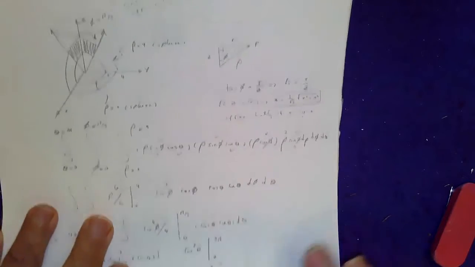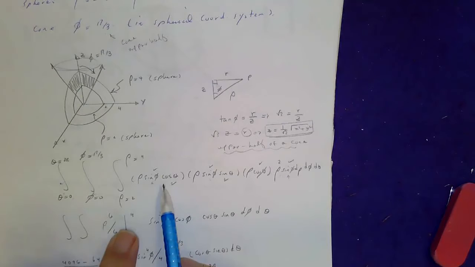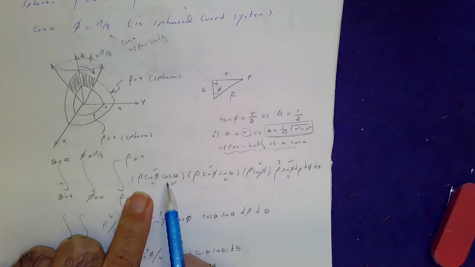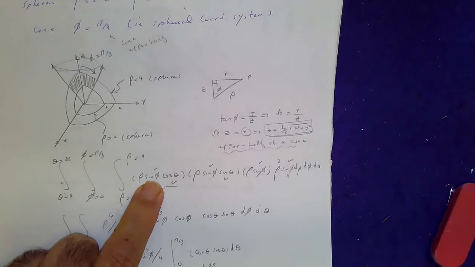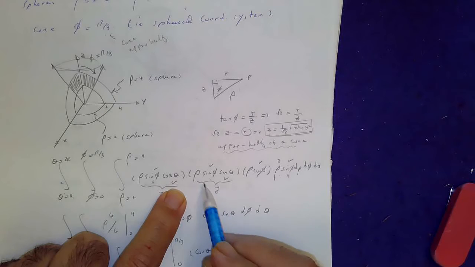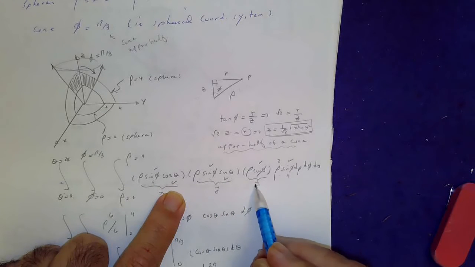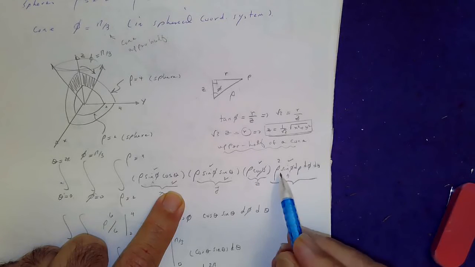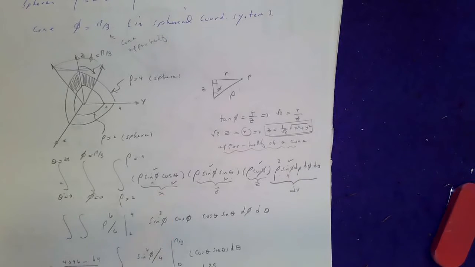How would I do this? Well, first I have to replace x with its equivalent in spherical coordinates. This is how x looks in spherical coordinates: rho sine phi cosine theta. This is how y looks: rho sine phi sine theta. And this is how z looks, which is rho cosine phi. And the remaining rho squared sine phi d rho d phi d theta is dV.